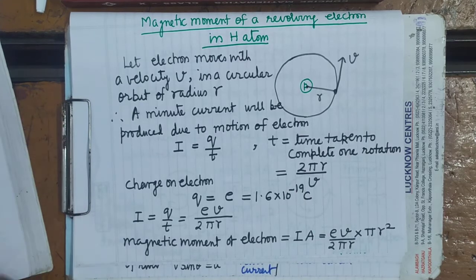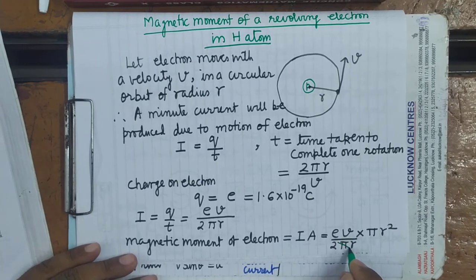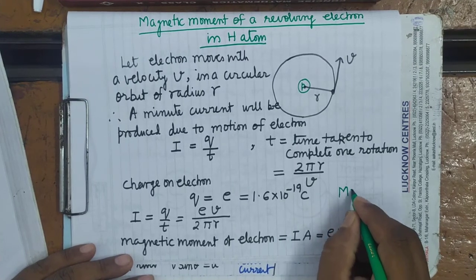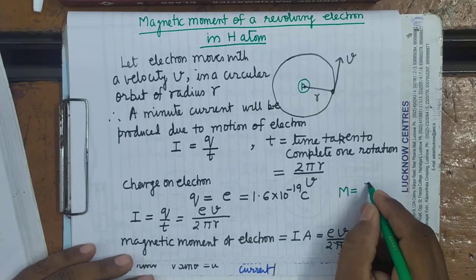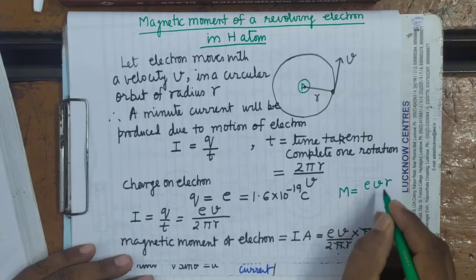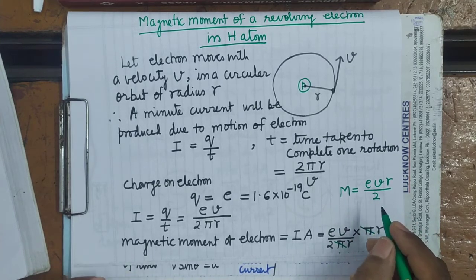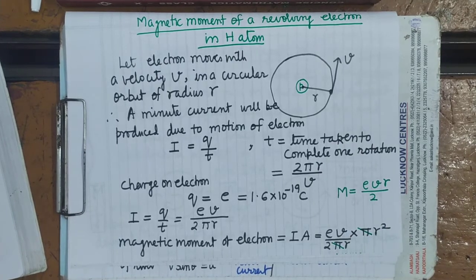Pi r square. So you can see here, when you simplify, what will you get? Pi and pi cancel. Now one power of r will also be cancelled. It's clear. So what will you get? The magnetic moment of the electron will be evr upon 2. It will be equal to the magnetic moment of the electron. It's clear.